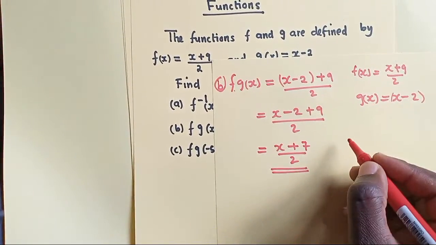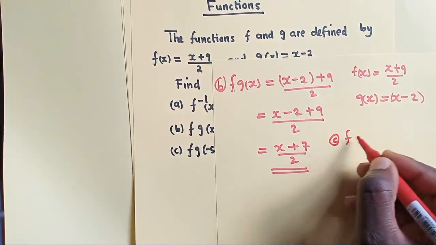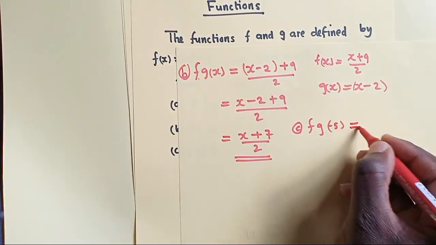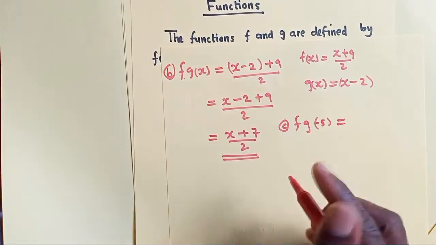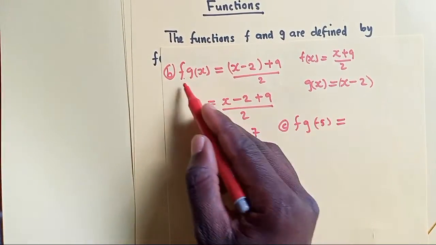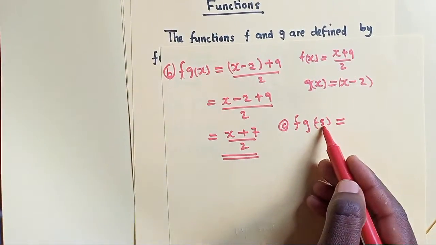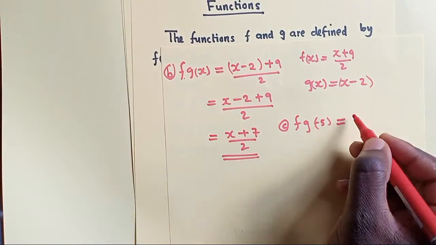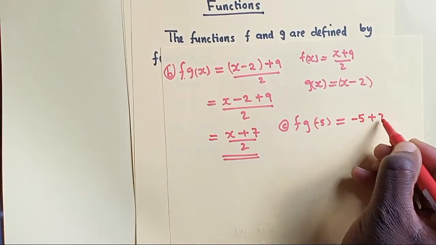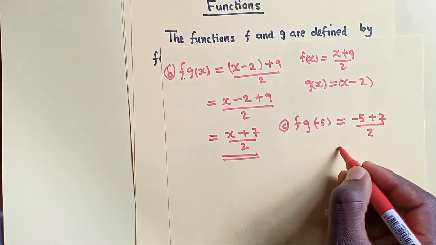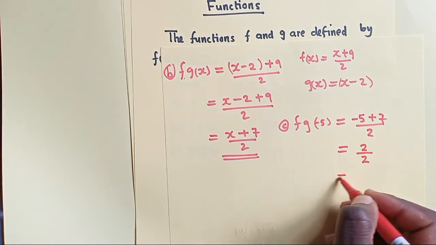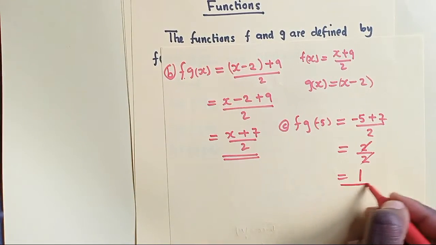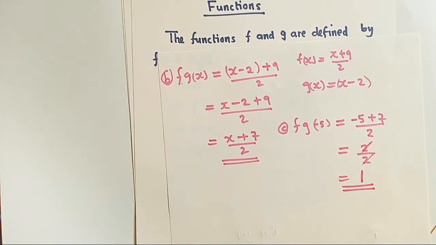Lastly, they want me to find, this is c actually, f of g of negative 5. So for f of g of negative 5, if you can see, there is x here, there is a negative 5, meaning we just get this and put negative 5 where x is. So it will be negative 5 plus 7 over 2, which is equal to 2 over 2. So when we cancel, we'll remain with a 1. So our answer is 1.